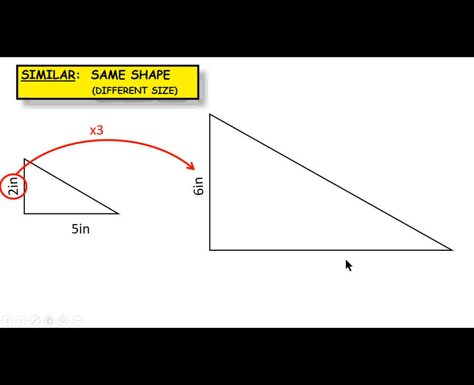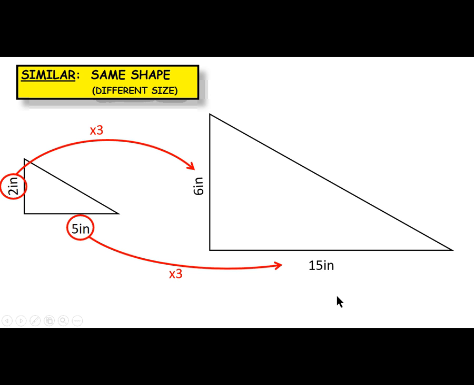For example, if I want to find the bottom of the big triangle over here, I'm just going to do the same thing to the corresponding measurement in the little triangle. So if I want to know how big this bottom is, I'm going to take the corresponding measurement in the little triangle and multiply that by 3. What's the length of the bottom in the big triangle? It's 15. We just do 5 times 3 to get that.